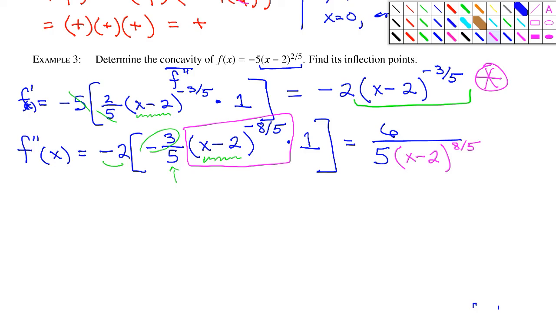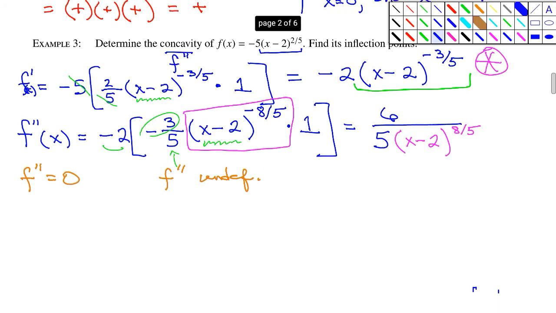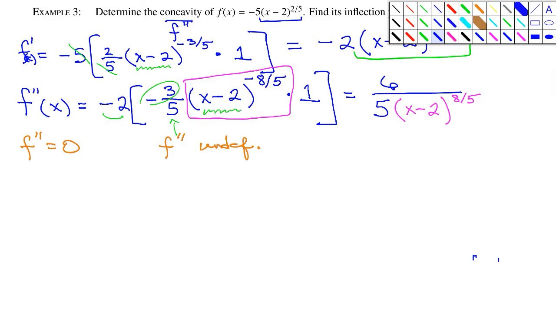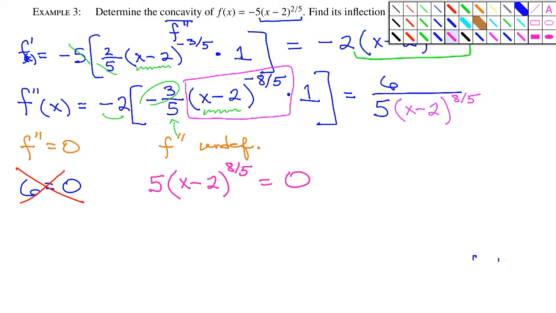Remember that the partition points we need to find for our sign chart to determine concavity come from two different sources. They come from where f double prime is equal to 0 and where f double prime is undefined. Well, in this case, if we wanted to find where f double prime is equal to 0, you would just set the numerator equal to 0. Well, the numerator is just 6. There's no x's up there, so this yields no solutions. Now to find where f double prime is undefined, you would set the denominator equal to 0. And now you solve this for x.